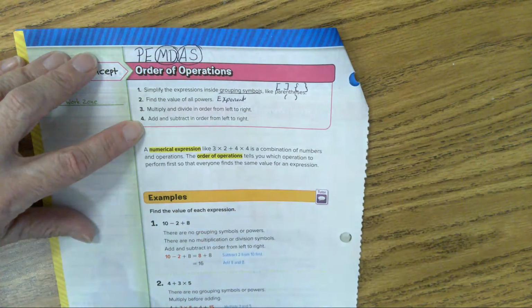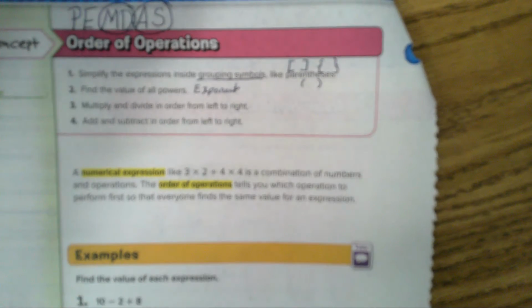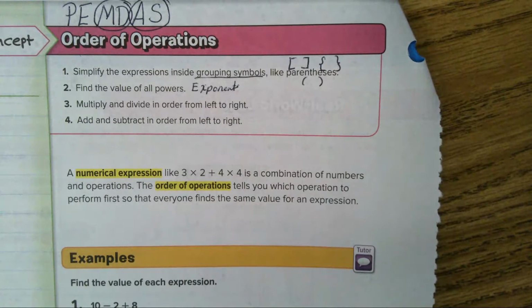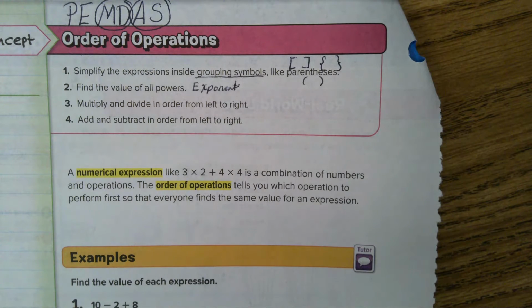All right. Now we talk about numerical expressions. It says numerical expressions like 3 times 2 plus 4 times 4 is a combination of numbers and operations. The order of operations tells you which operation to perform first so that everyone finds the same value for an expression. That's important. Let's look at our examples.